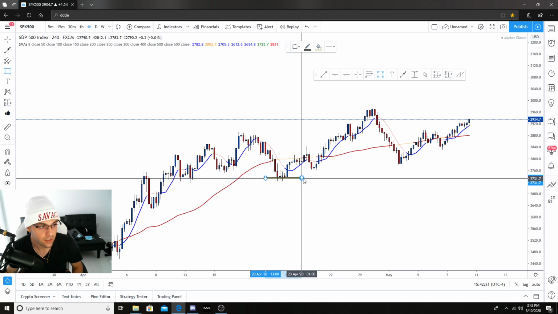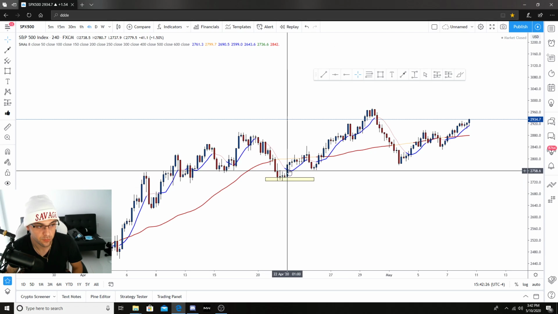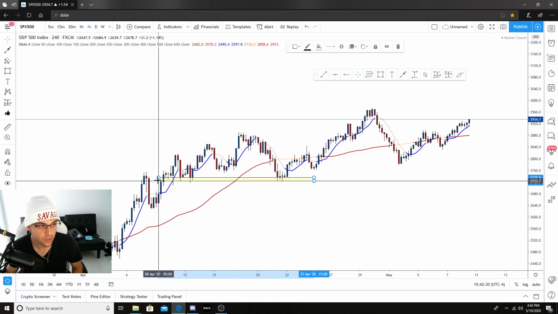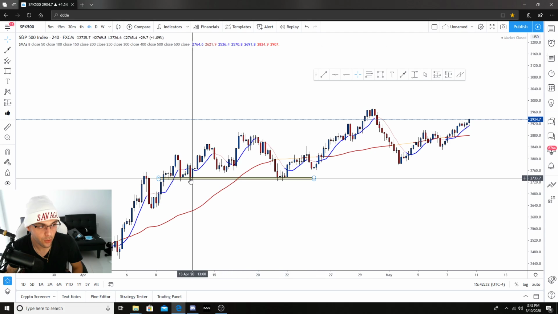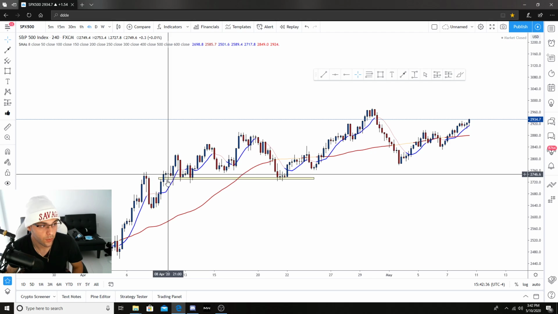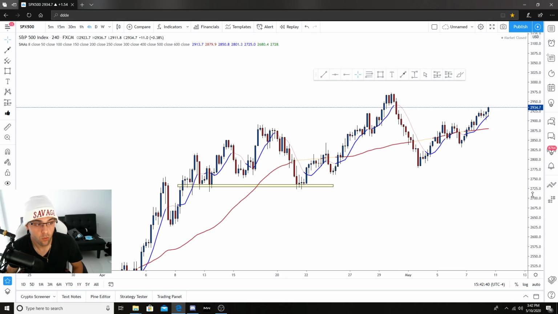As you guys can see, this level right here. Boom. We have 1, 2, 3, 4 rejections before we came up. Now, if we drag this back, you can see that this was a previous level of support a few days ago as well. So we have multiple rejections to the downside at this level right here.